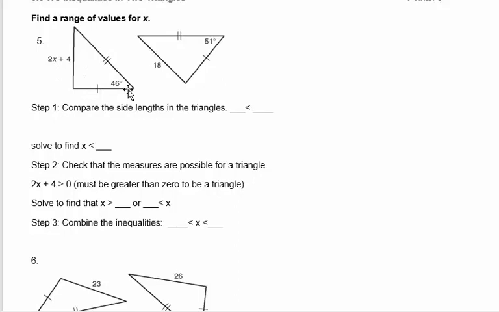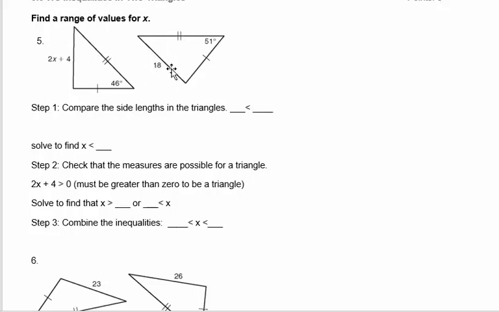Now, I know that this side is congruent to this side, and this side is congruent to this side. I know that those are true because of how many tick marks are on those side lengths. I could write that those sides are congruent, but there are no letters on this, so that would be a little difficult. So I'm just going to focus on the sides that are not given to me, which is the 2x plus 4 and the 18.